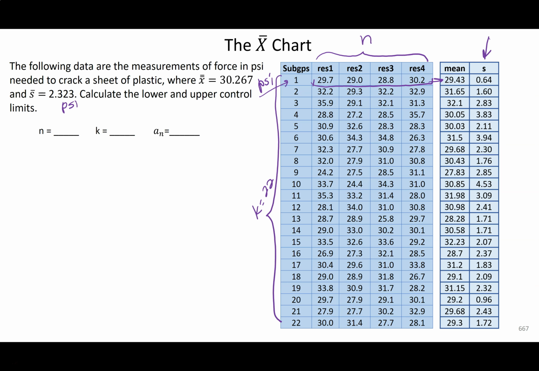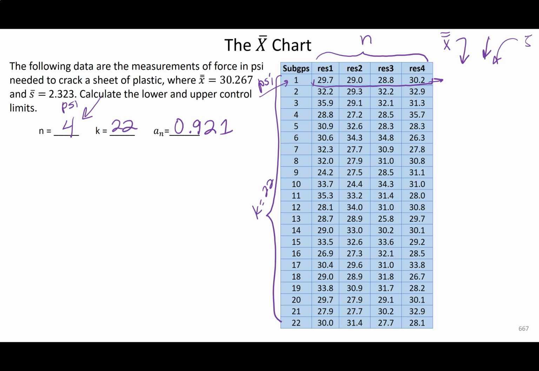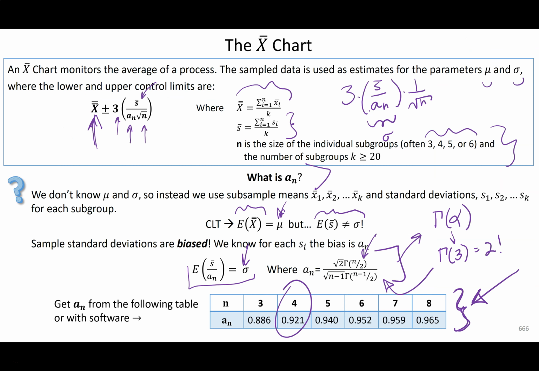X bar bar is when I average that column, and S bar is when I average the S column. So here, N is going to be 4. That's how many are in each subgroup. K is 22. And A sub N is just going to be from that table, 0.921, because N is equal to 4. So throwback right there. That's where it's from.